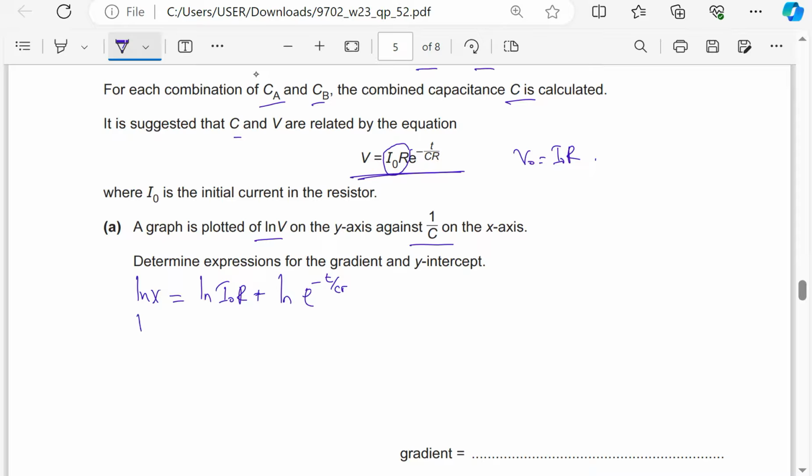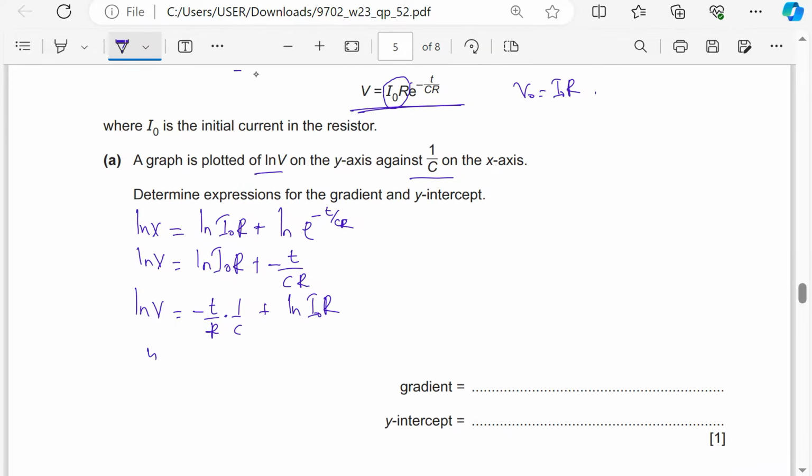So this means my equation becomes ln of V equals to ln of I naught R plus, when I get ln of e, I only remain with the power. So this would be negative t over CR. I'm rearranging the equation, so it will be ln of V equaling to negative t over R times 1 over C. I just broke down this negative t over CR into two parts. Then plus ln of I naught R.